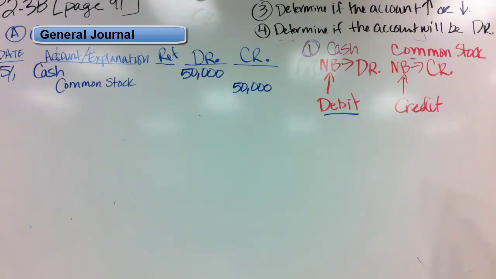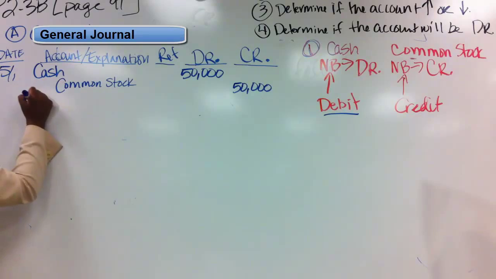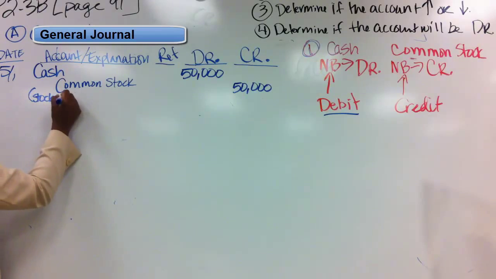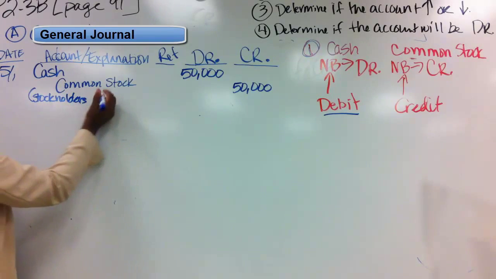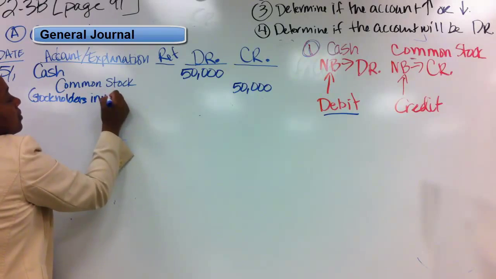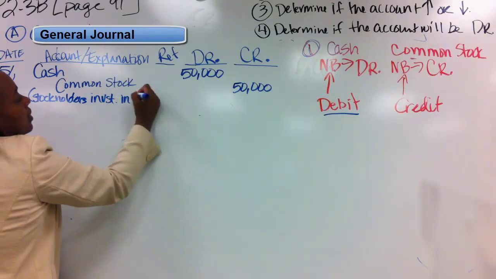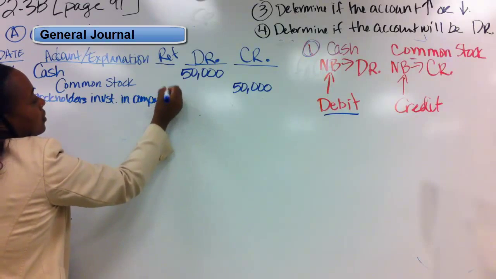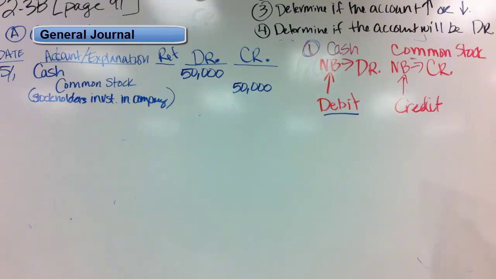And what's the last thing we do for a journal entry? We provide an explanation. So if we were going to do an explanation, we would say stockholders invested in company. You may put something else. Each person's might be different. It's just a brief explanation of why you're doing what you're doing.